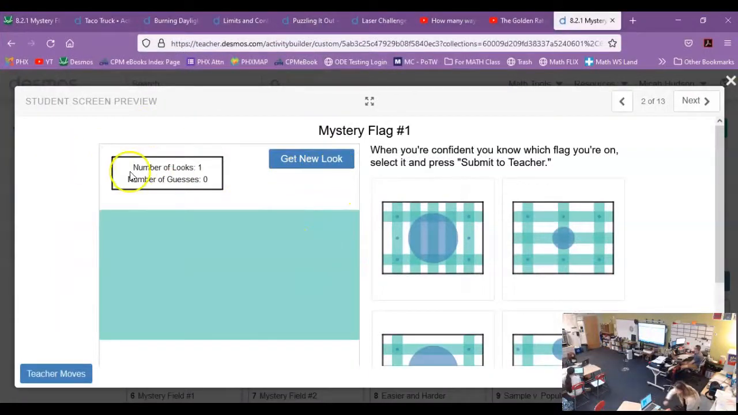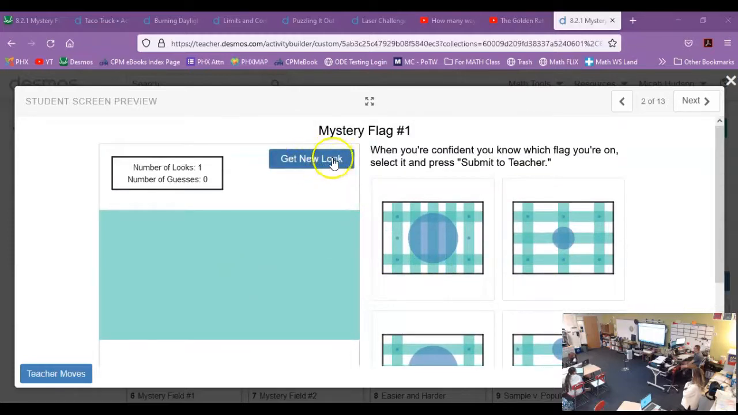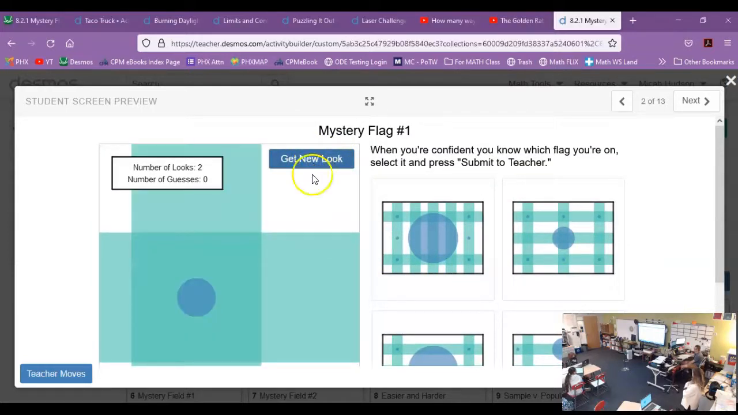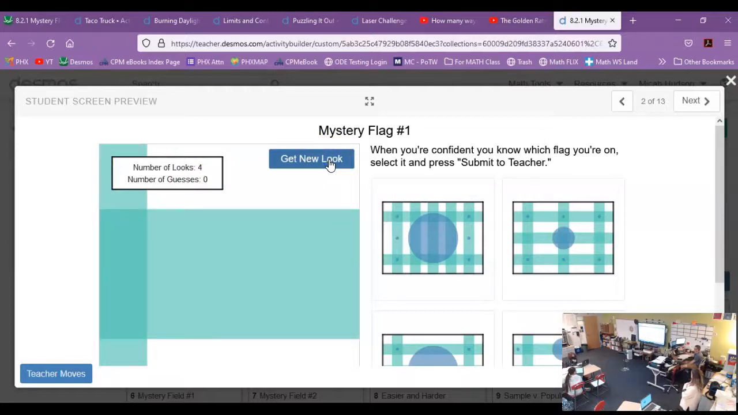So guys, right here, I think some of us are a little stuck. Right here, it is showing me a sample of what the flag looks like. But if every flag has this on it, that doesn't really help me. So I need to click again for a new look, and then it shows me something different. Can I then figure out which flag it is? If not, get another look. You want to try to do it in the least amount of looks that you can.